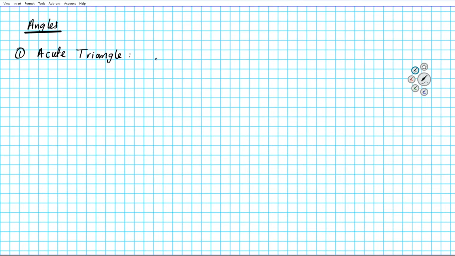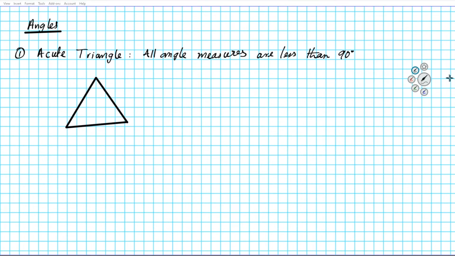You have an acute triangle when all angle measures are less than what? Less than 90 degrees. All the angle measures of the triangle are less than 90 degrees. So this is an example of an acute triangle. Why is that? Because if you take a look at the angles, you can see that none of them are 90 degrees or greater. They're all less than 90 degrees.